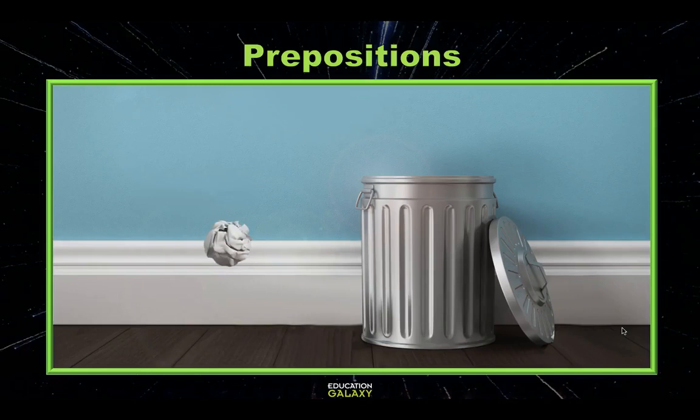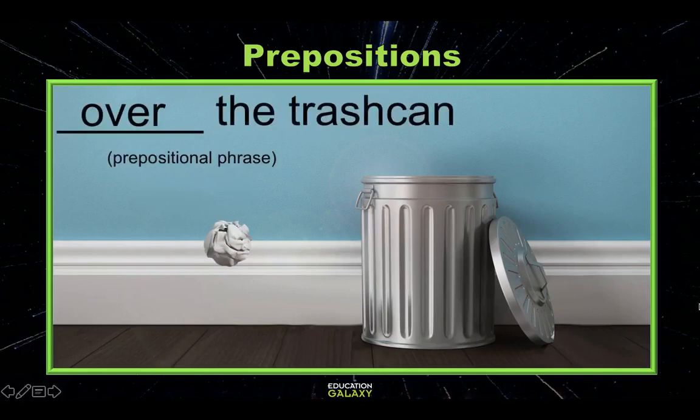The first one is, I could throw the piece of paper over the trash can. We call this a prepositional phrase. A prepositional phrase always begins with a preposition, and it's always going to end with some kind of object. We call this the object of the preposition. It could be a proper noun, a common noun, or it might even be a pronoun. And there I go, throwing that piece of paper over the trash can.